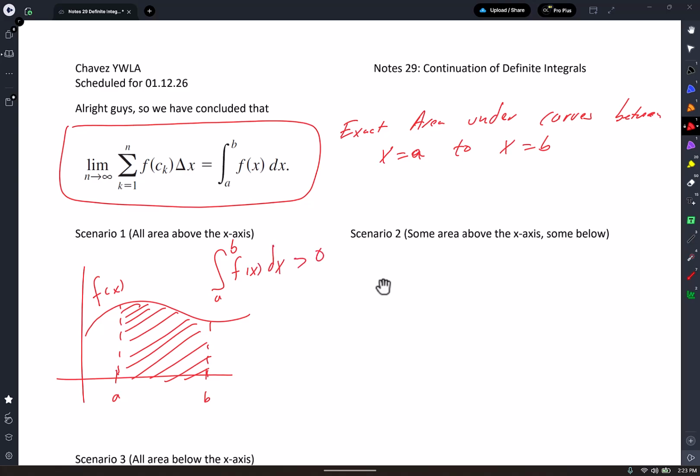So here's how you say positive. So what are we talking about? Signed area. Are we okay? All right.